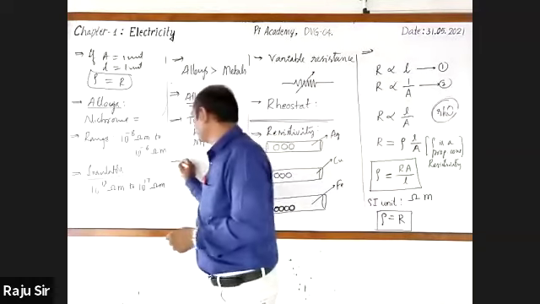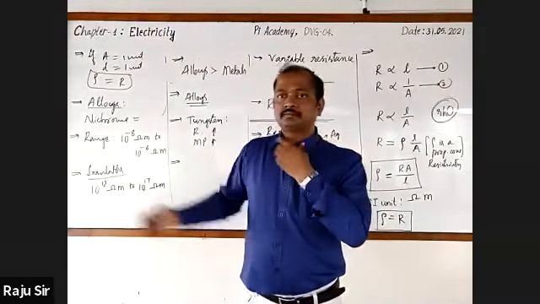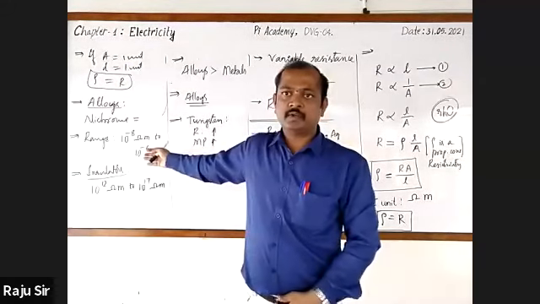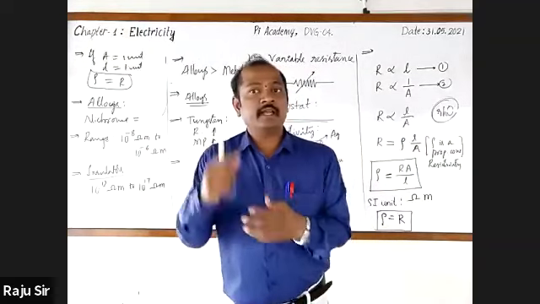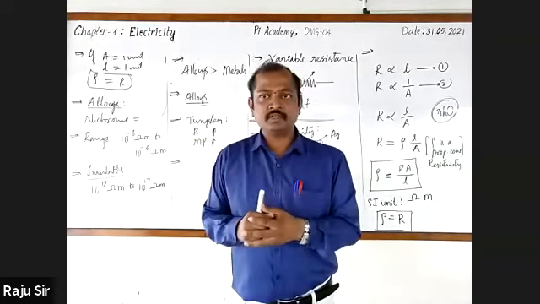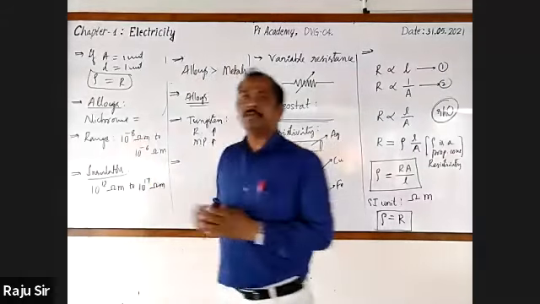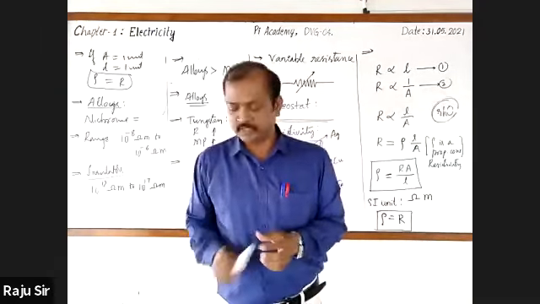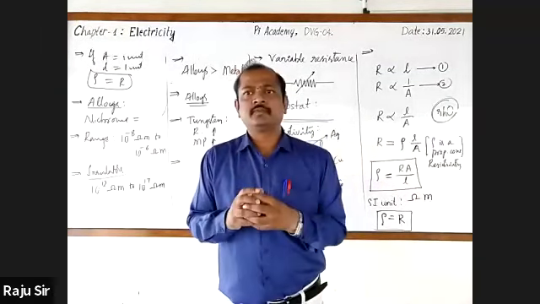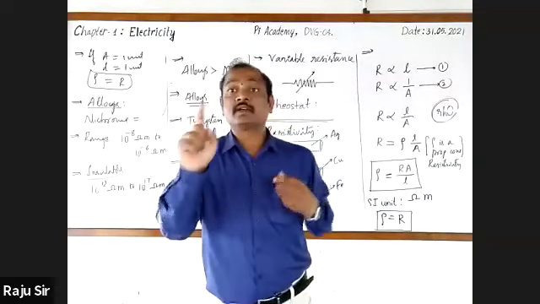Next, another one. We know that the conductors are having the less electrical resistivity, right? I will tell the range: 10 raised to the power minus 8 ohm meter to 10 raised to the power minus 6 ohm meter. As a result of it, these are to be used as conducting wires.